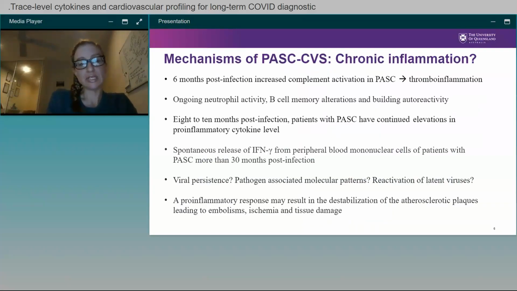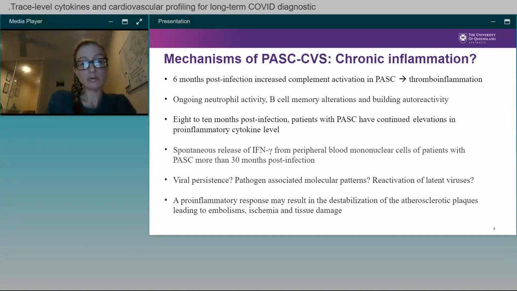As Sonja alluded to, there's been really a lot of discussion about what drives long COVID. And there's lots of different theories in this area, but probably one of the best supported is this idea that individuals with long COVID are experiencing some level of chronic inflammation. So we know that individuals with long COVID have increased complement activation, and this can actually lead to thromboinflammation and potentially facilitate clot formation, which can then drive some of the symptoms.